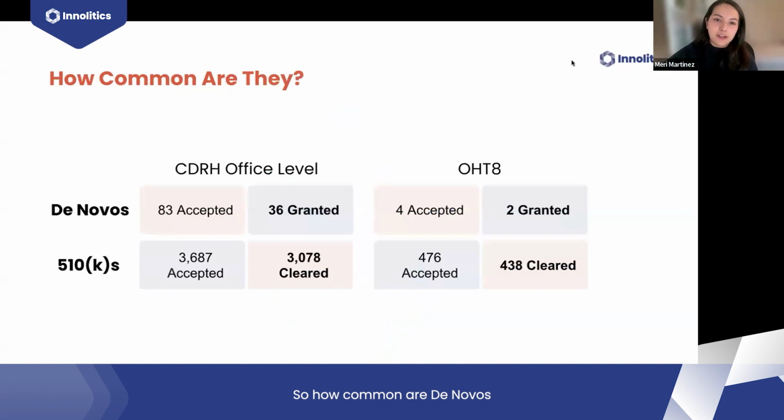So how common are de novos? This data is coming from FDA's MDUFA report for the fiscal year of 2023, which is actually not the same numbers you would find if you just went straight to the 510(k) or de novo database. So I'll just put that disclaimer out there. I don't know why the numbers are slightly different, but for the sake of this presentation, we'll just be looking at what the MDUFA report says.